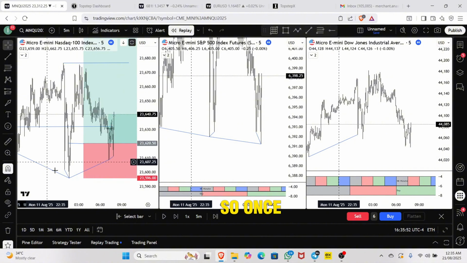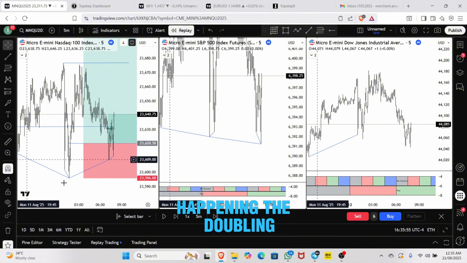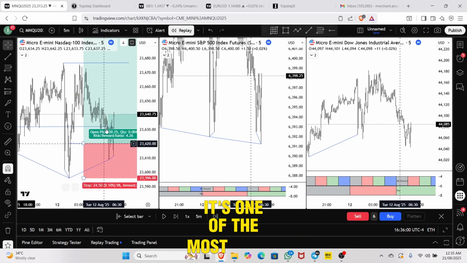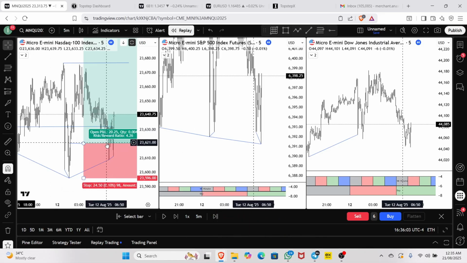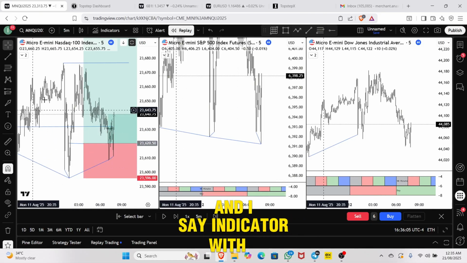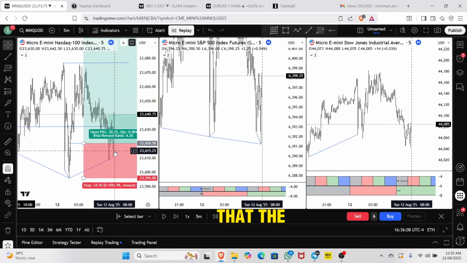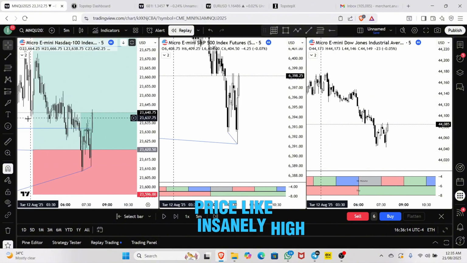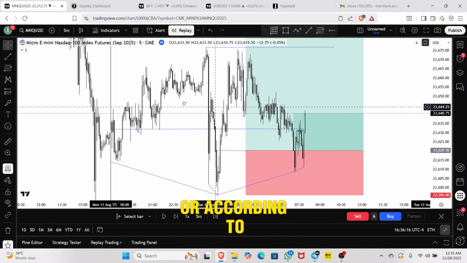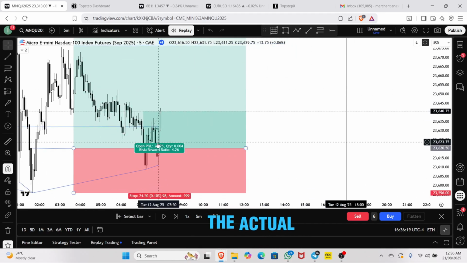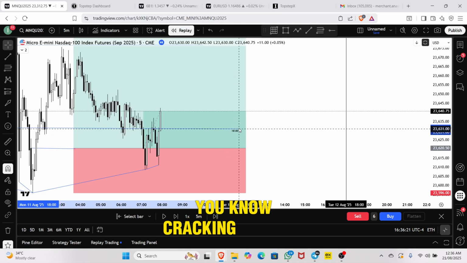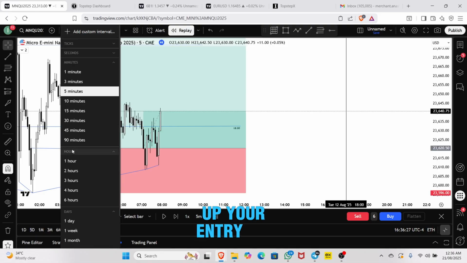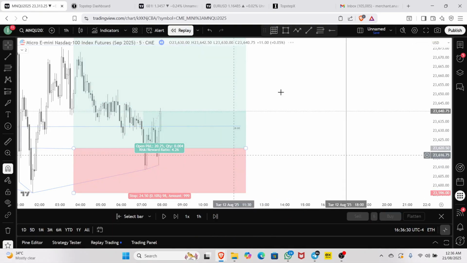So once you see this thing happening, the doubling of the cracks in correlations, it's one of the strongest indicators, and I say indicator with price and time, that the news which is upcoming is going to drive price insanely high, or according to the direction in which the actual crack in correlation is present. And there you can start building up your entry models or whatever you want to call it.